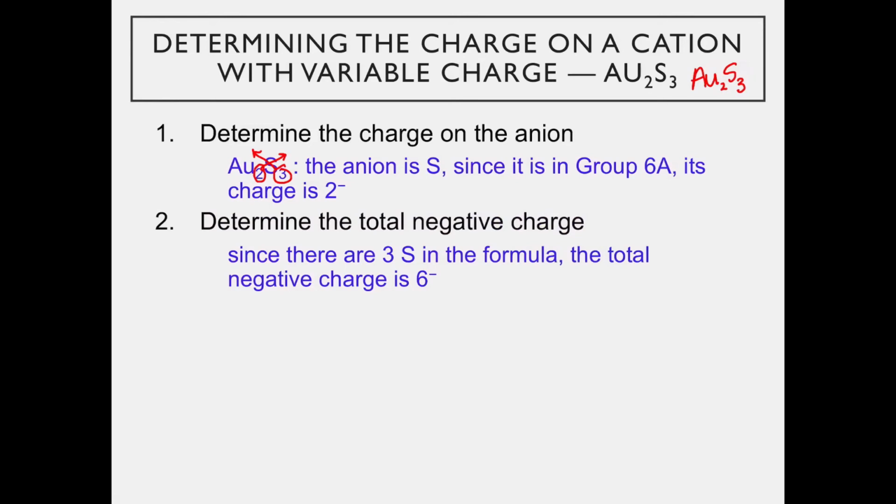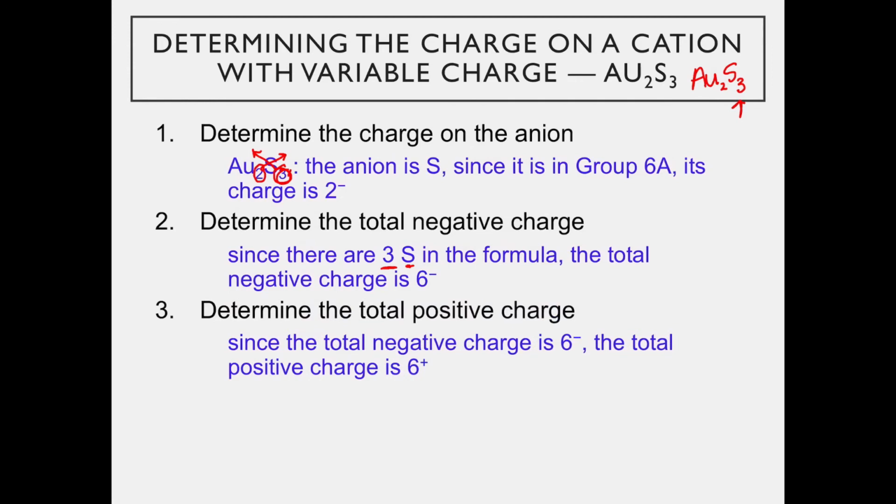If you don't want to do this uncircling and switching thing, which is usually what I do, you can figure out the total negative charge. So we know that there are 3 sulfurs, because of this 3 down here at the bottom, and each one is worth -2. So there is a total of 6 minus negative charge. And we know that the gold has to completely cancel out that negative charge, so we have to have a total positive charge of 6 plus.